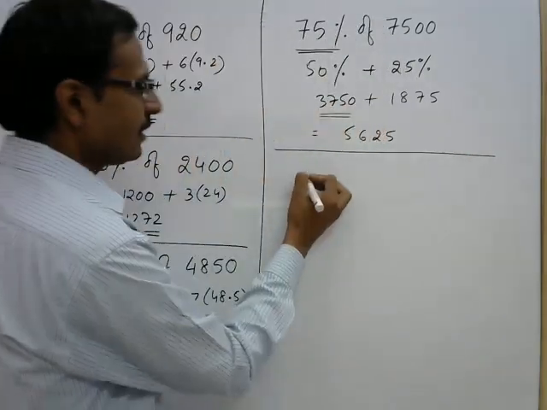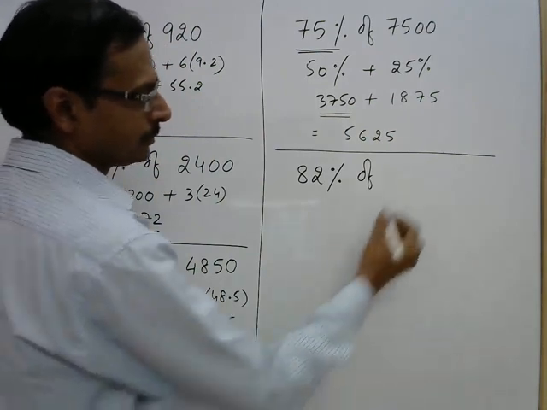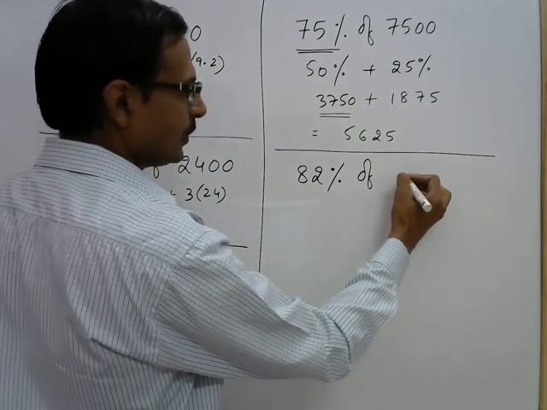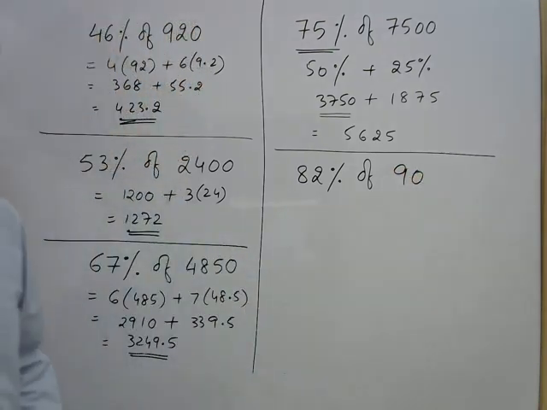More questions? We have 82% of an easy number this time. Let's have 82% of 90. Okay, small number there, 82% of 90.